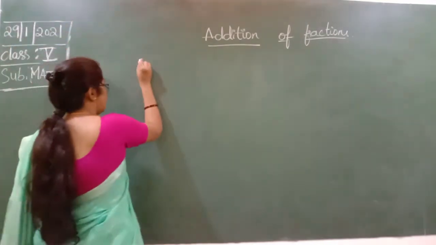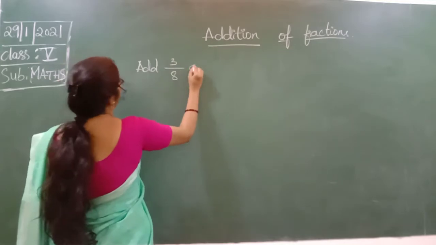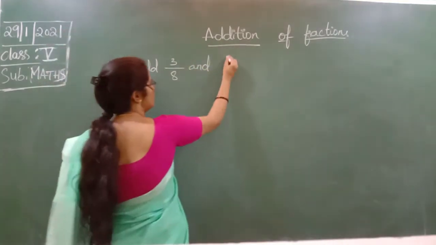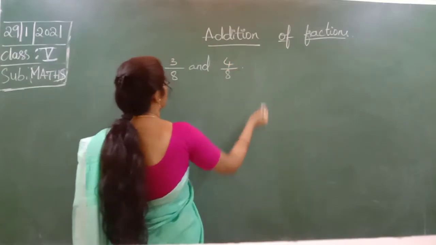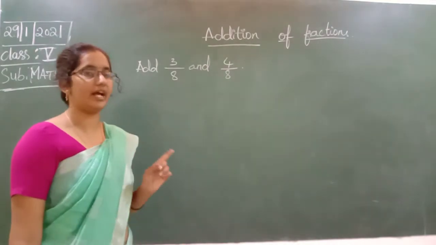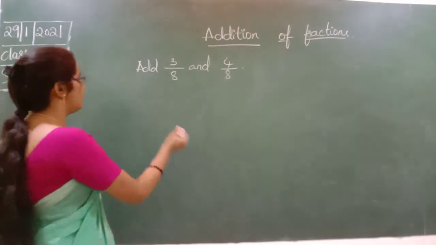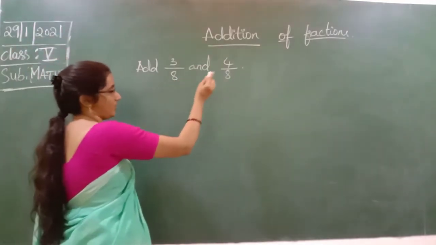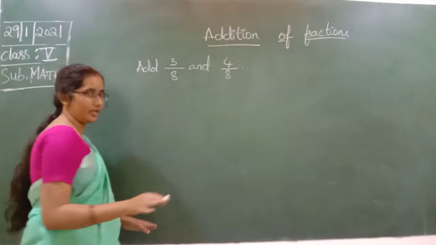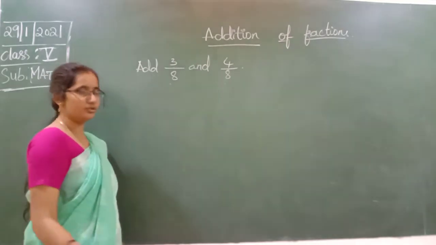Here is an example. Add 3 by 8 and 4 by 8. So here the denominators are same, they are like fractions. If we have like fractions where denominators are same, we have to add directly the numerators. We have to add only numerators. We should not add the denominators.